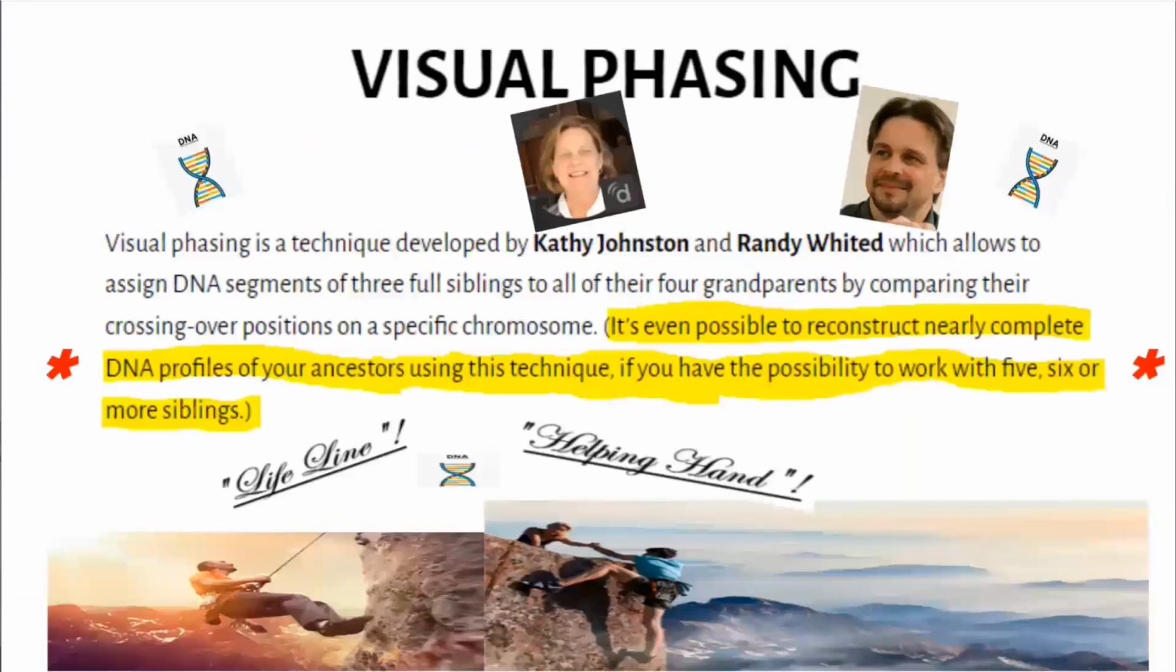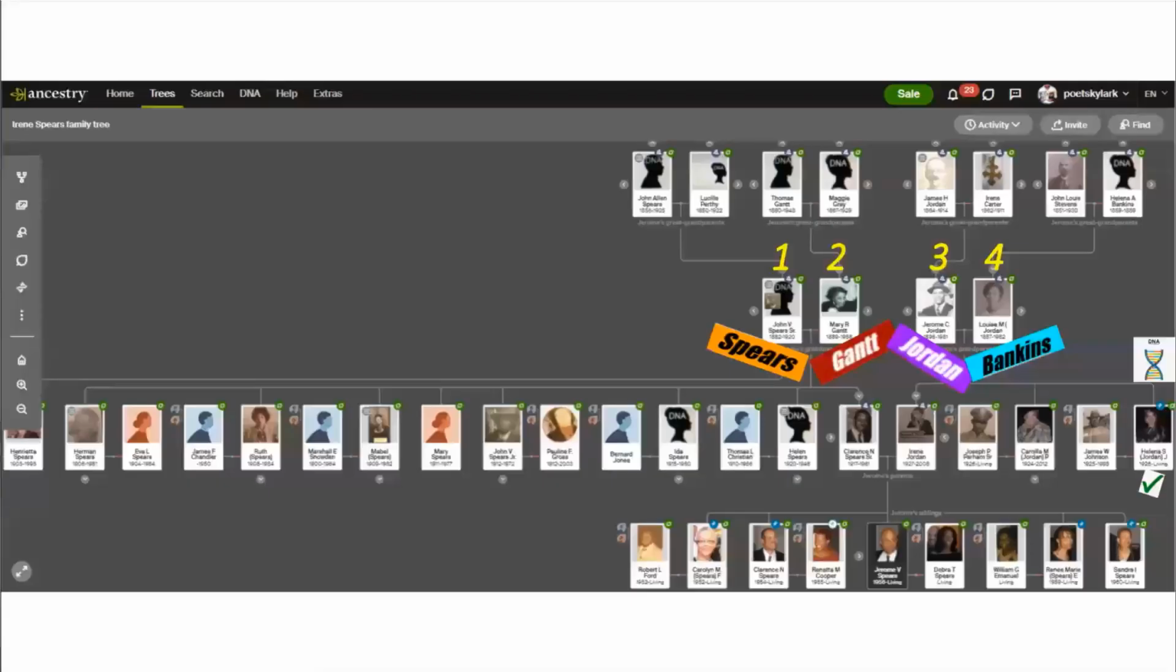The visual phasing technique was something that was like a breath of fresh air. It threw me a lifeline. It offered me a virtual helping hand, and I don't know what I would do without it at this point. Particularly when we look at the highlighted part where it says if you've got 5 or more siblings, you can potentially gather up all of the DNA from your parents and grandparents. That's pretty good. So in my family, I'm one of 5 siblings.